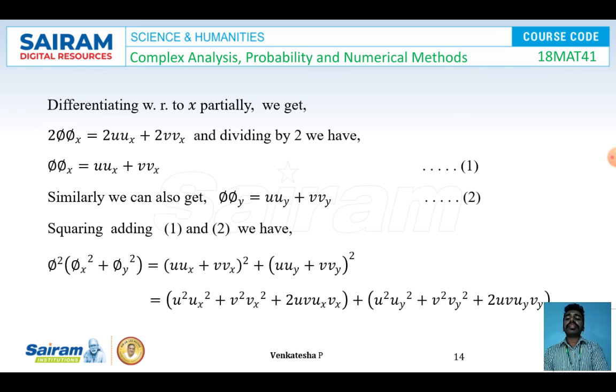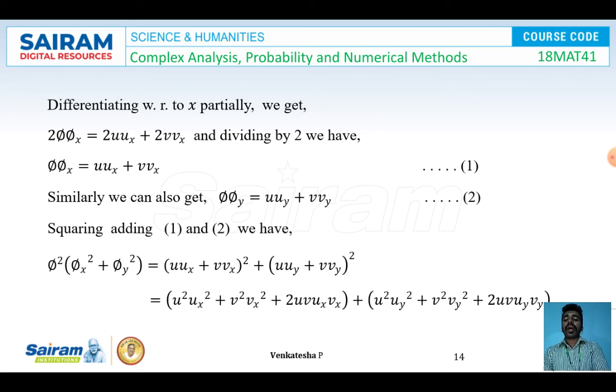Similarly, differentiating the same expression with respect to y, I'll be getting 2 phi phi y is equal to 2u uy plus 2v vy. And dividing the equation by 2 again, I'll be getting phi phi y is equal to u uy plus v vy. I'll be calling this equation number 2 and this equation number 1.